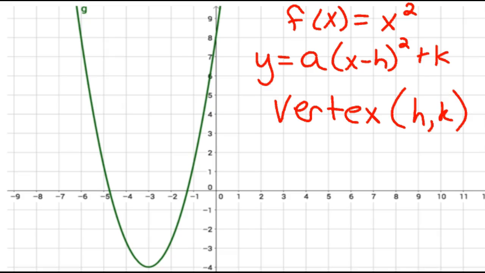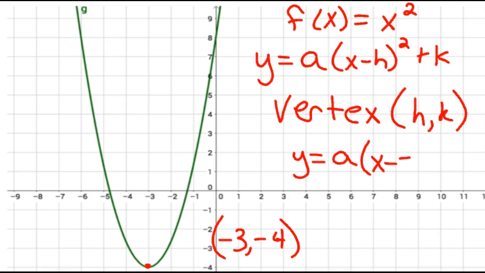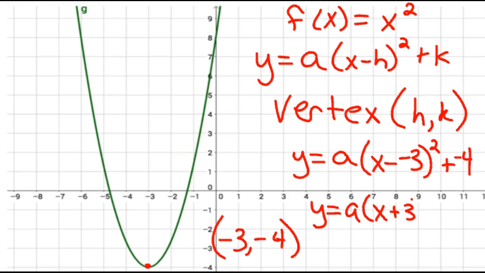What's nice is when you're given the graph, we know the vertex. There it is. Our vertex, in our case, is (-3, -4). So we can get our vertical and horizontal shift out of that, and plug it into the formula. So y equals a times (x minus -3) squared plus -4. We don't know the stretch or compression yet. Simplifying, we've got y equals a(x + 3) squared minus 4. So C is 3 and D is -4. Our horizontal shift is -3 on the graph, and our vertical shift is -4. I'll explain why we switch signs there in just a second.